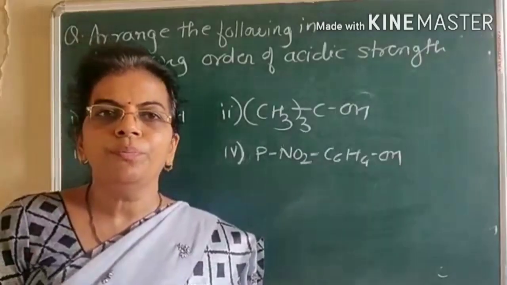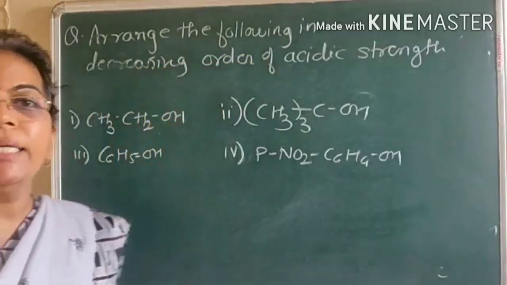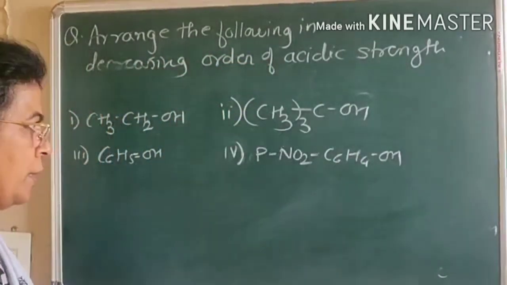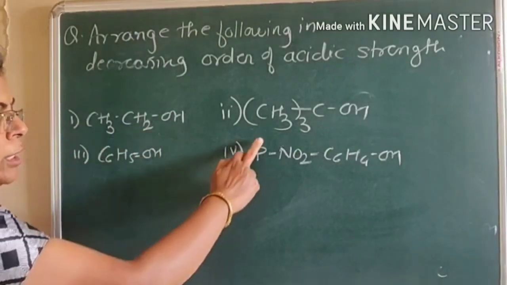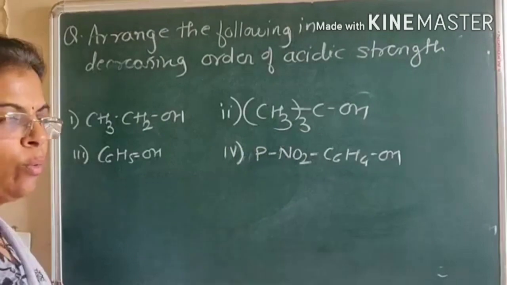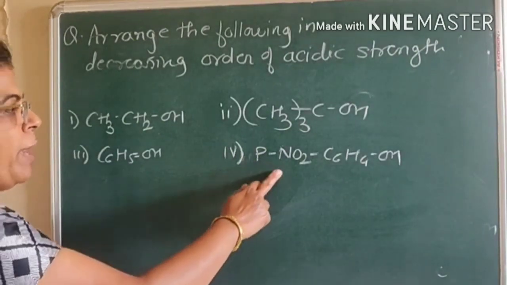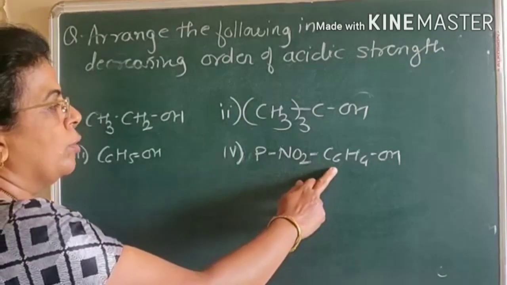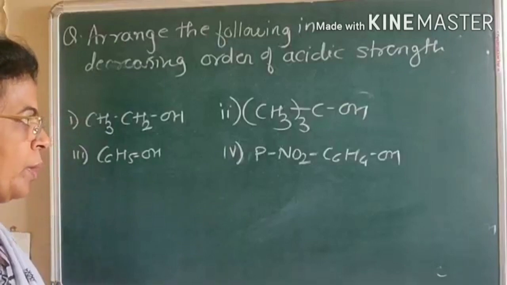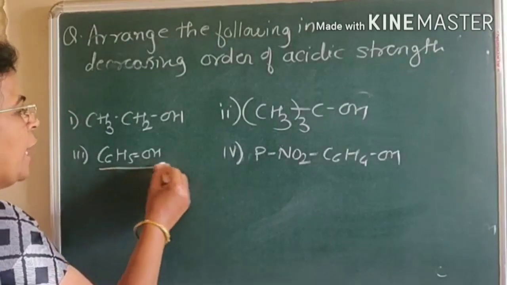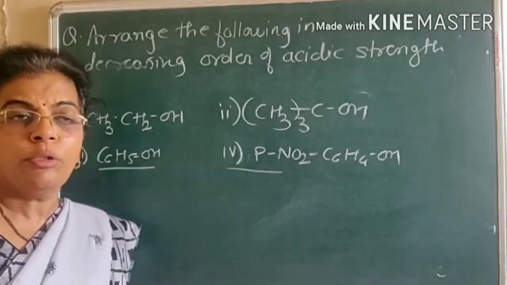Now, a question for you. Arrange the following in decreasing order of acidic strength. First is ethanol, that is CH3CH2OH. Second is (CH3)3COH. Third is C6H5OH. And fourth one is para-nitrophenol, that is p-NO2C6H4OH. Now here we know that phenols are more acidic than alcohols, or alcohols are neutral.